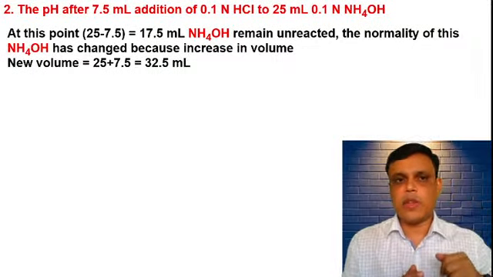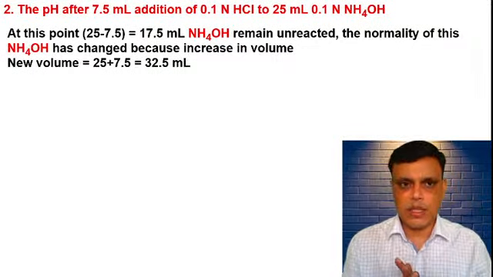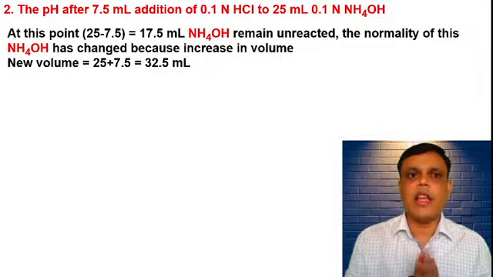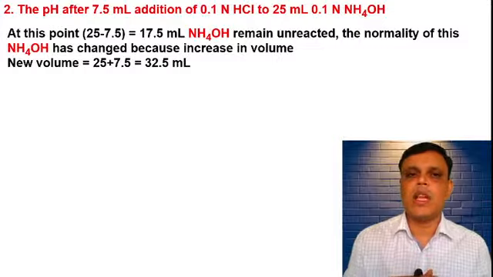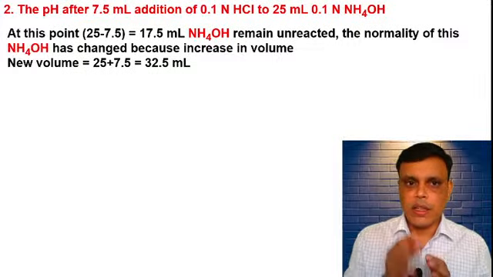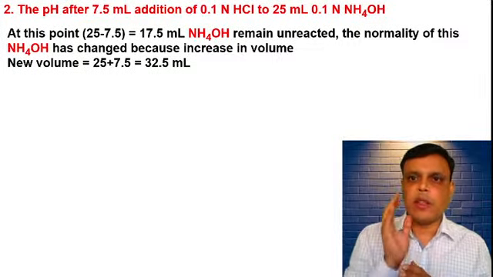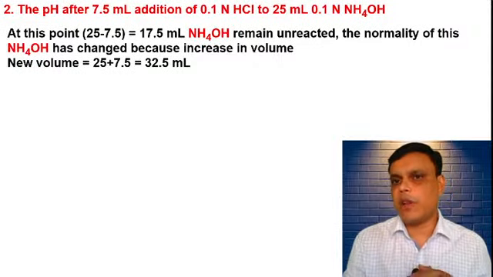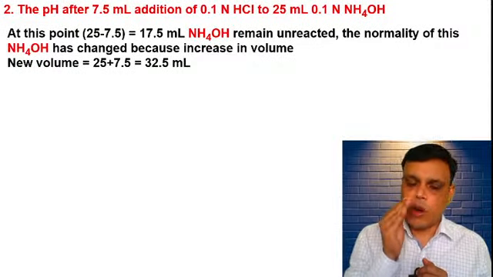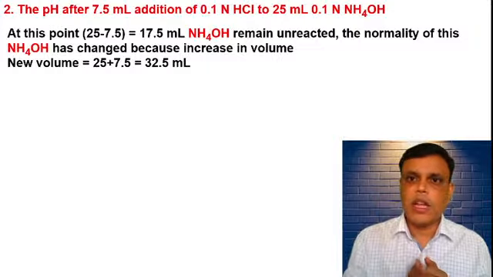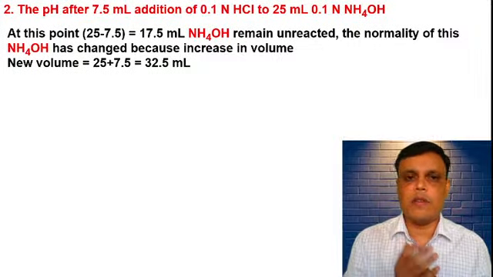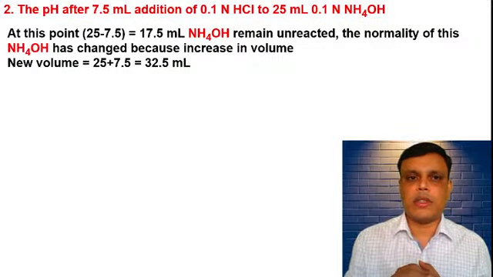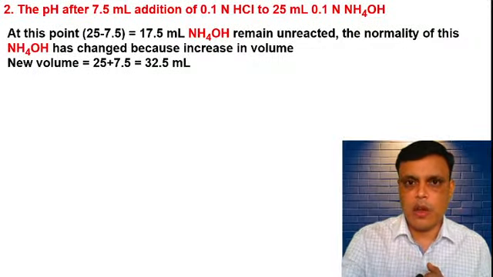That is, first we have taken 25 ml of ammonium hydroxide, and from the burette we have added 7.5 ml of HCl. So the total volume will become 32.5 ml. Due to this increase in volume, the normality of this ammonium hydroxide will change, and we have to find out the normality of the new ammonium hydroxide present in your conical flask. So how will you find out?